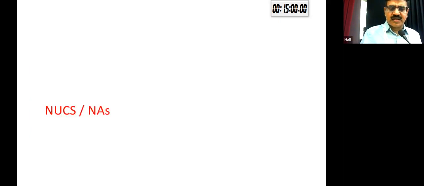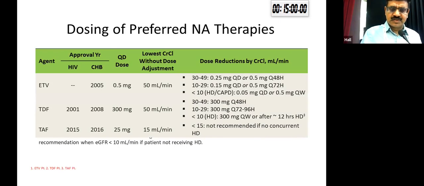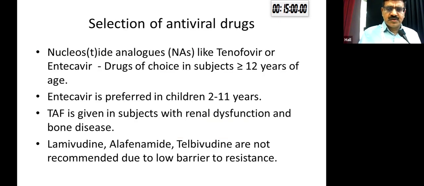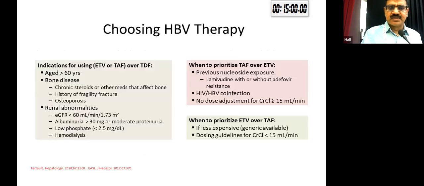What we use commonly in our practice is nukes. These are the doses. How do you choose the nukes? In adults, you can choose either tenofovir or entecavir, but entecavir is preferred in children. TAF is given in persons with renal dysfunction or bone disease. The earlier generation nukes are out of choice now.